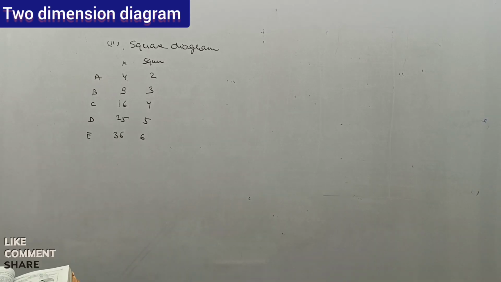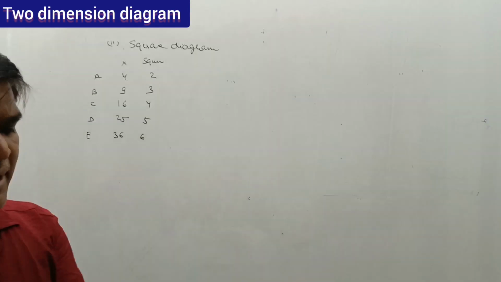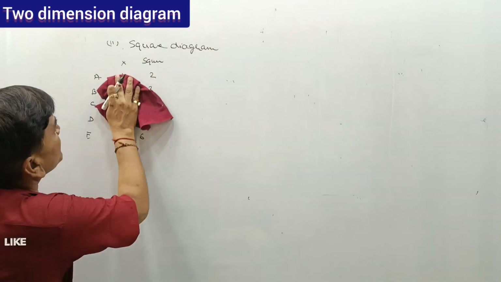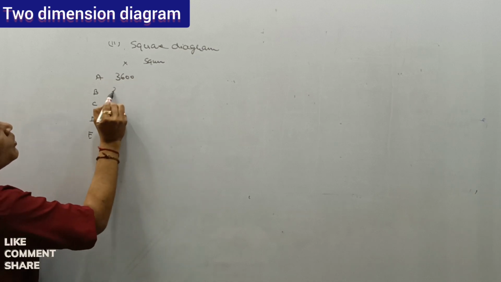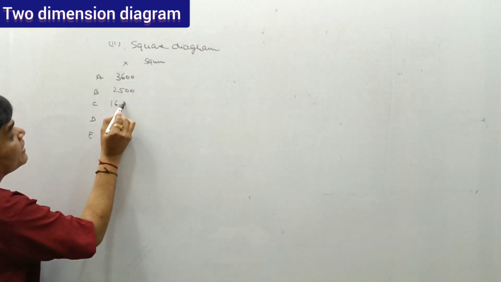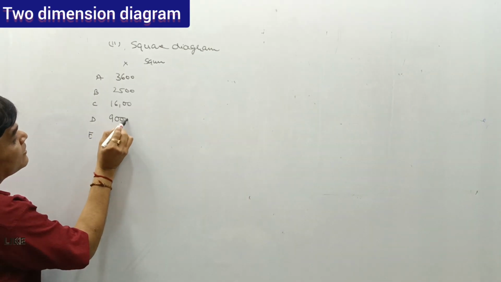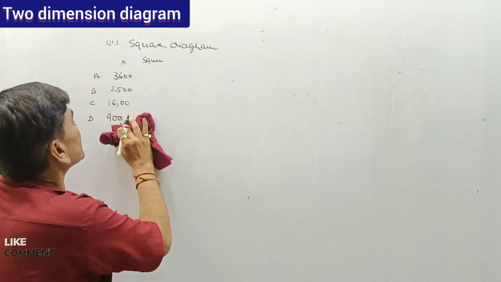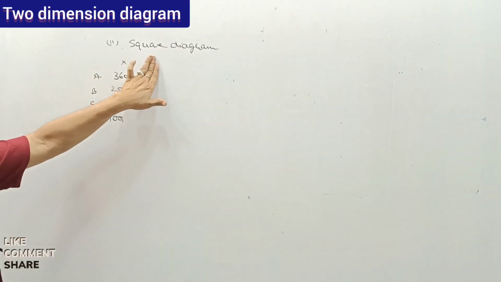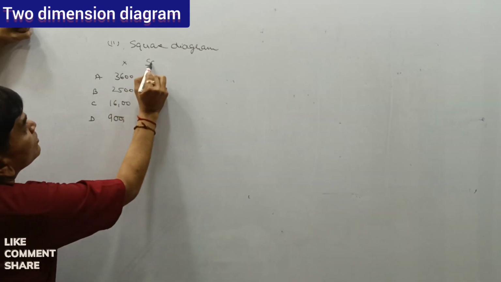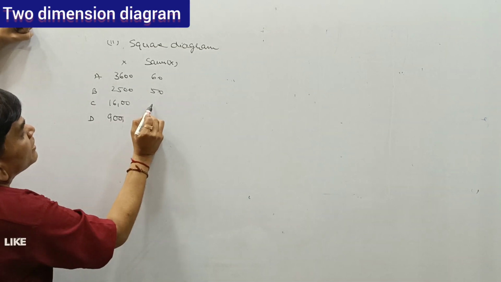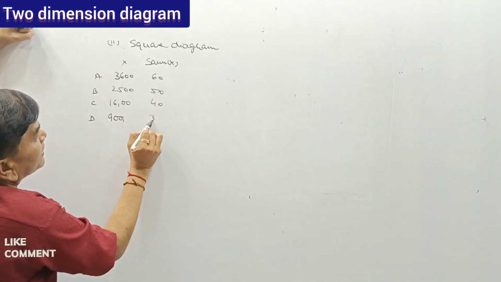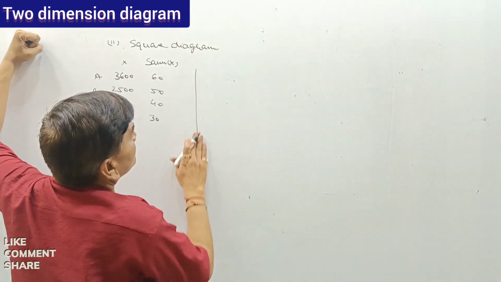For that type of diagram, data is given. I have taken easy data. The data may have some toughness also, no problem at all. Suppose this data shows 3,600, 2,500, 1,600, and last one is 900. To show this in two-dimensional diagram, firstly we get the square root of x: 60, 50, 40, 30.